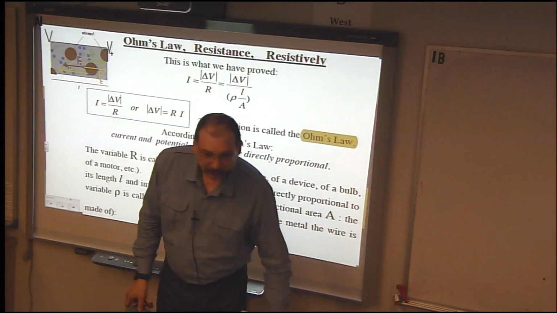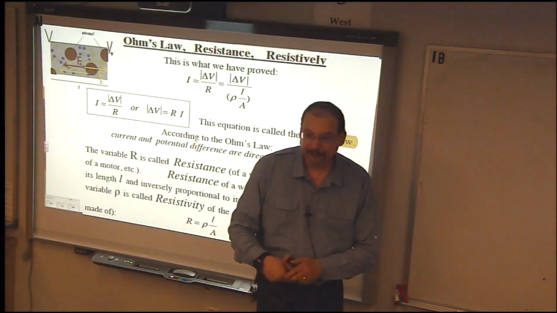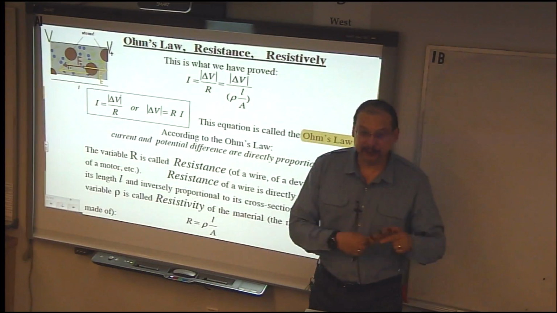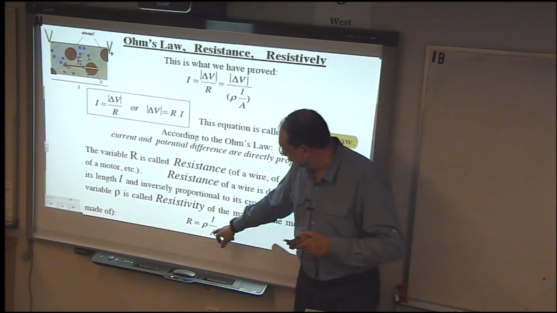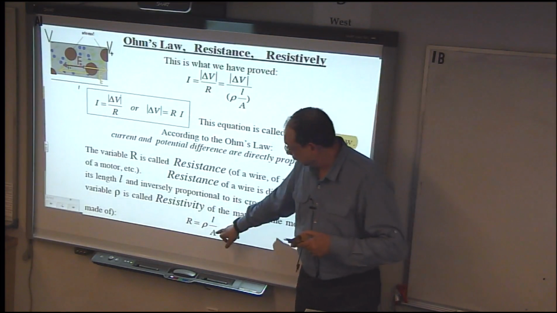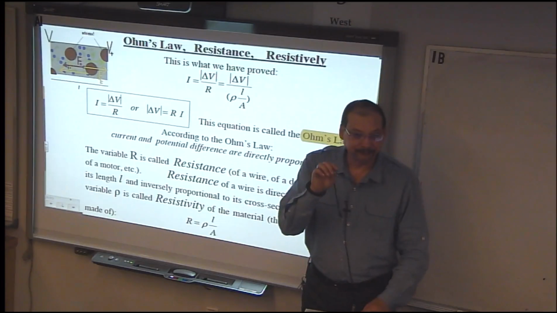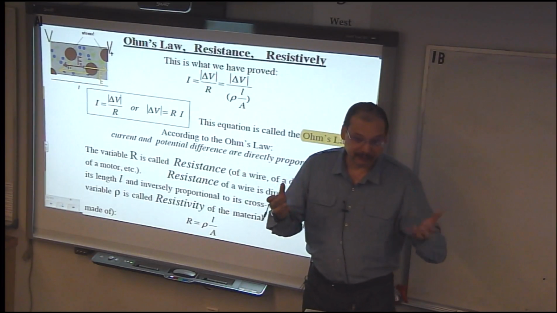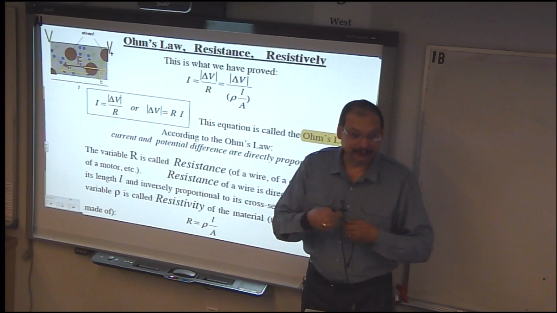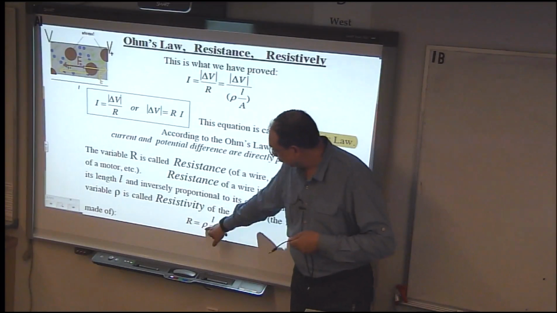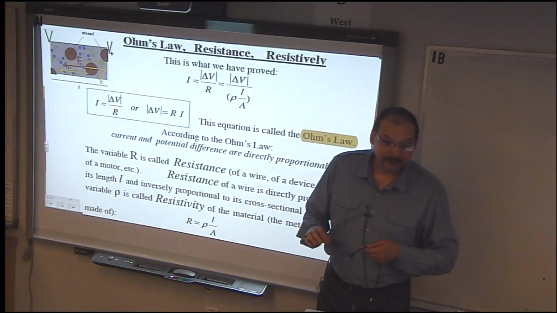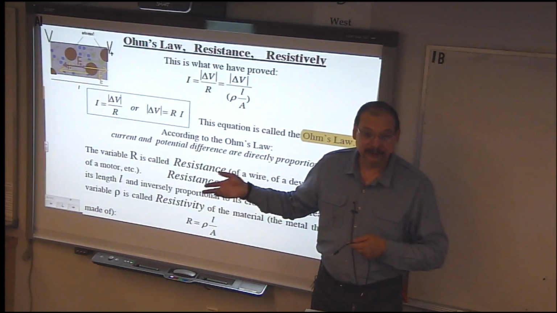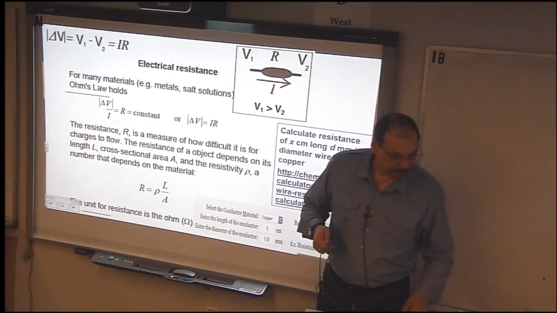And the resistance depends on the length. The longer the wire is, the more resistance it provides, which is natural, more atoms. It's inversely proportional to the area. Again, wider area, more room for electrons to travel, less resistance. But also on internal properties like the size of those atoms. And this coefficient, Greek letter rho, is not the density in this equation. It's resistivity.